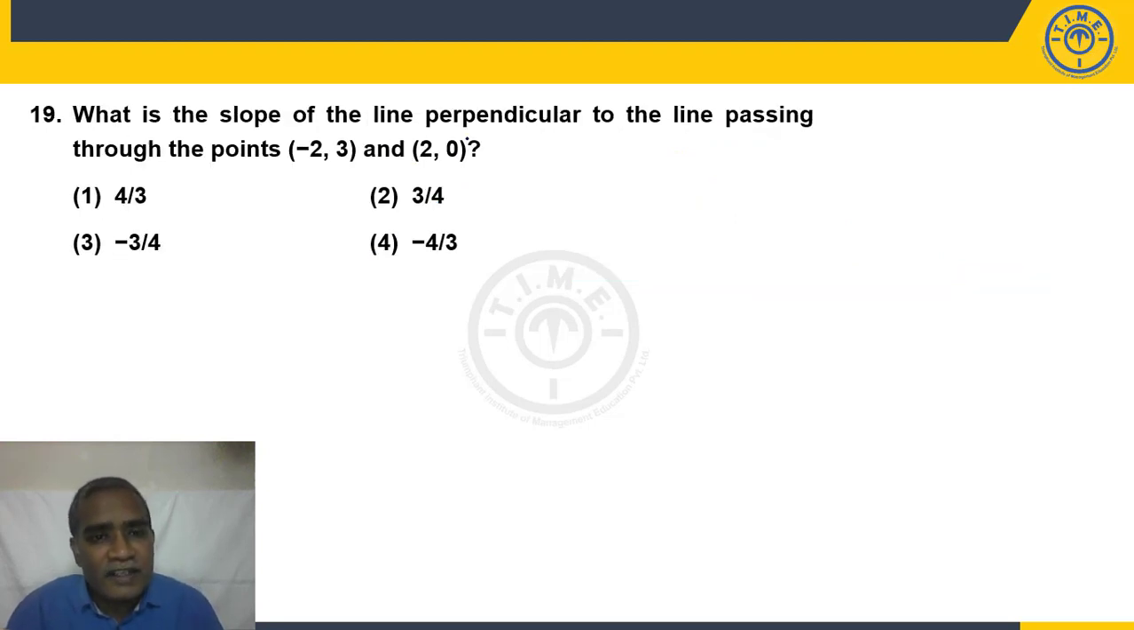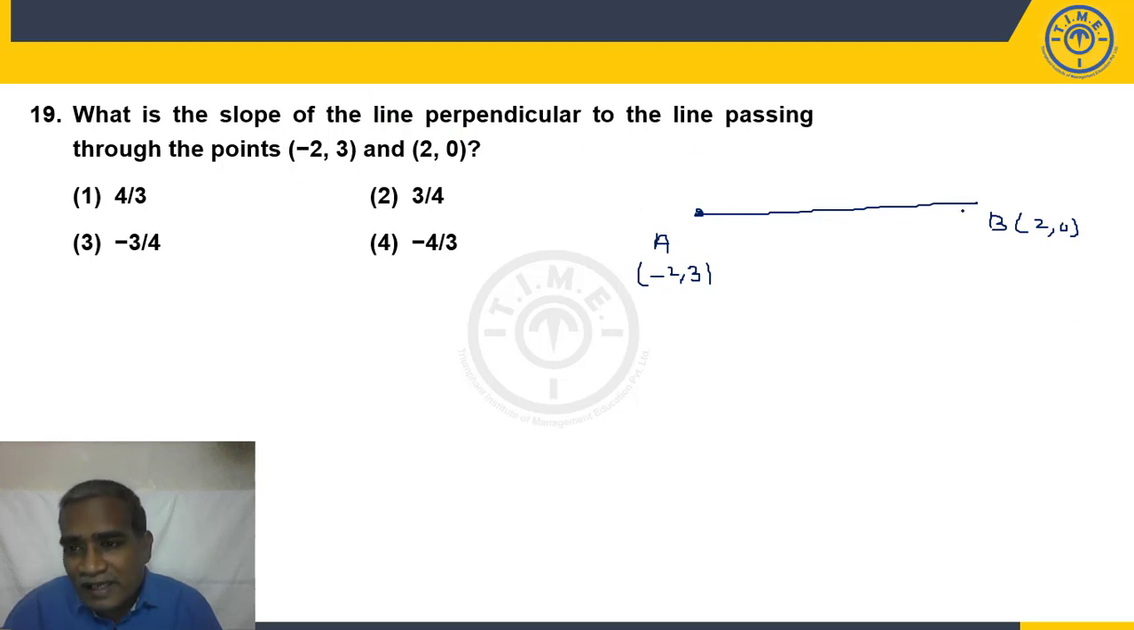What is the slope of the line perpendicular to the line passing through the points minus 2 comma 3 and 2 comma 0? Here this is the line. I am considering A is minus 2 comma 3, B is 2 comma 0. What is the question? What is the slope of the line perpendicular to the line passing through these points? I want the line perpendicular to this AB.